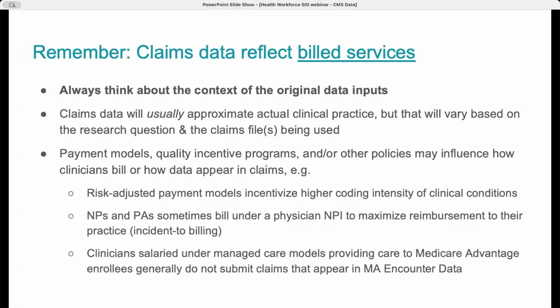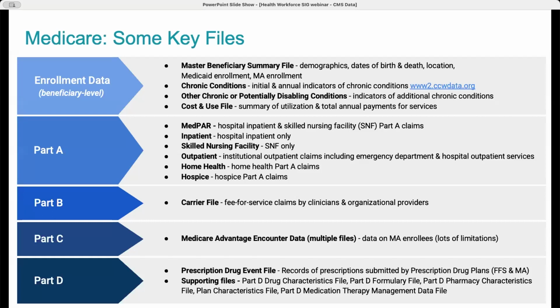Another important thing to think about, particularly if you're working with nurse practitioners and PAs, physician assistants, if you're interested in that population, is that because of Medicare payment for NPs and PAs, they're paid less than a physician. So sometimes NPs and PAs will bill as incident to a physician in their practice so that the practice can reap a higher reimbursement. So it's these kinds of little nuances that you just have to be very cognizant of when you're putting together research questions. Next slide.